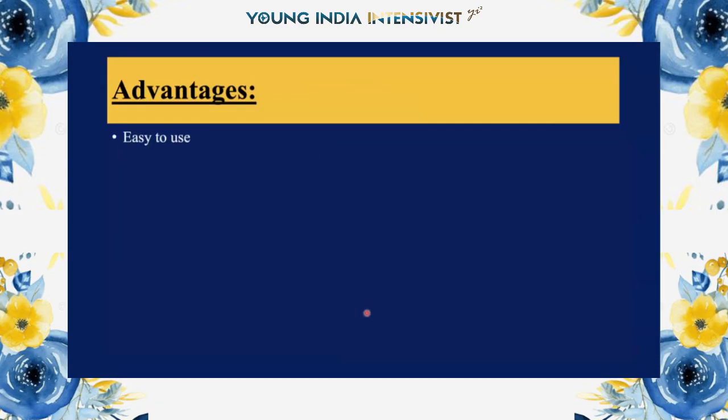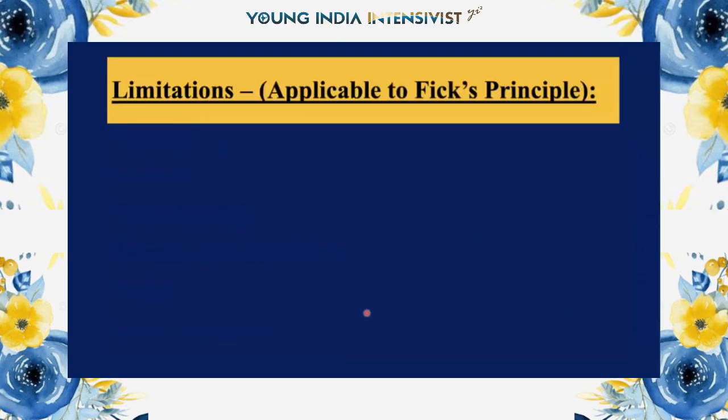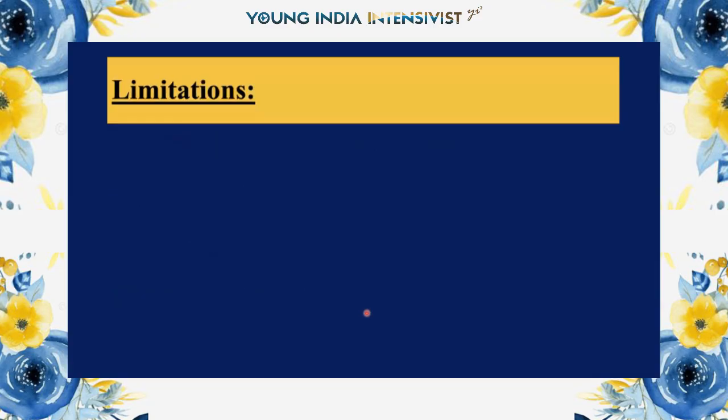What are the advantages? It is easy to use, automated, and clinically acceptable. Compared to transpulmonary thermodilution, it is cheaper and doesn't need expertise. Limitations: since it is based on the Fick principle, whatever the limitations of the Fick principle, they apply to this partial rebreathing technique as well. The Fick principle assumes that left ventricular output and right ventricular output are equal, which may not be so in all scenarios. In case of intracardiac shunt, it is not reliable. If there is a low CaO2-CvO2 difference state, it's not reliable. Hyper and hypometabolic states, for example malignant hyperthermia and hyperpyrexia, are not reliable. If you are using therapeutic cooling for some reason, it may not be reliable.